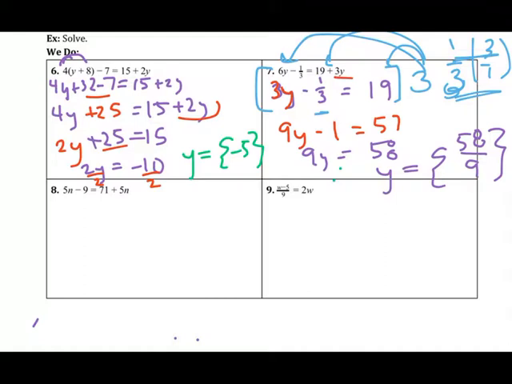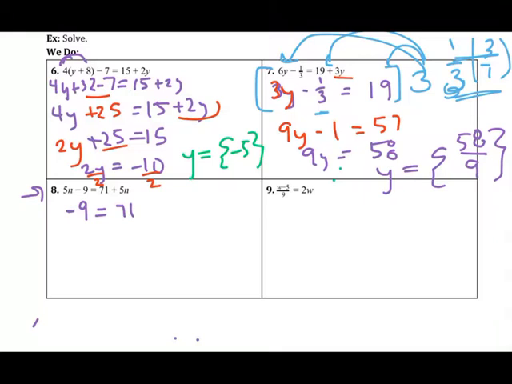Okay, two more. I know these notes are getting long. I promise they're almost over. On number 8, if I want to move all of my n's to the same side, I'm going to subtract 5n. Well, 5n minus 5n is 0, so all that's left on the left is negative 9. 5n minus 5n is 0, so all that's left on the right is 71.